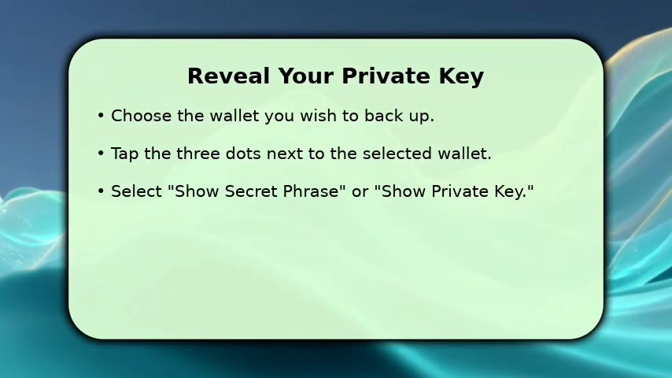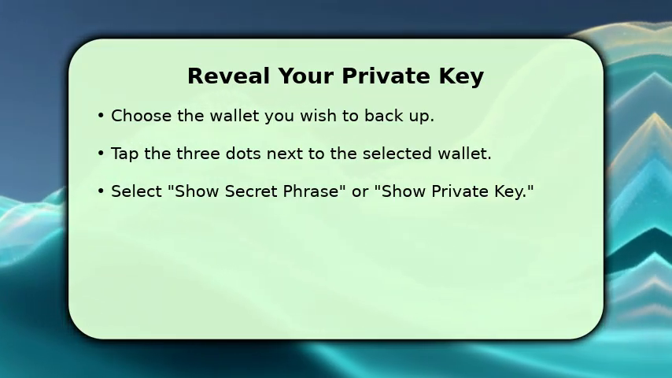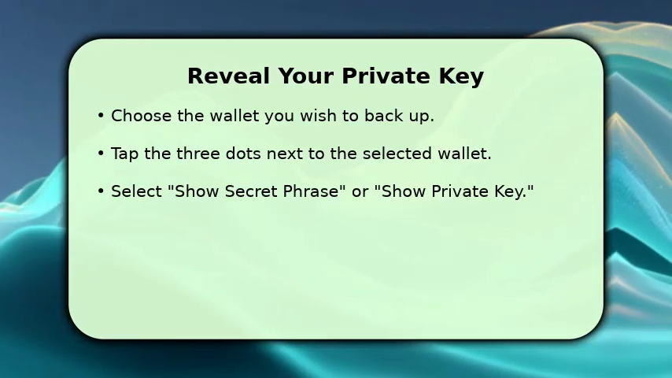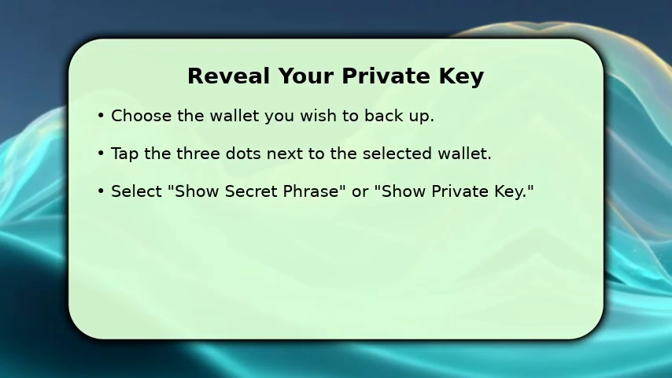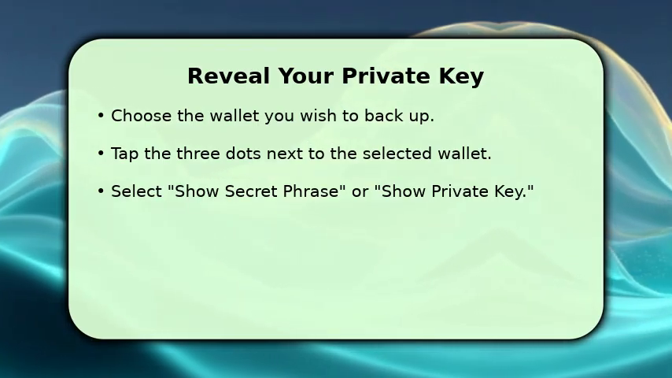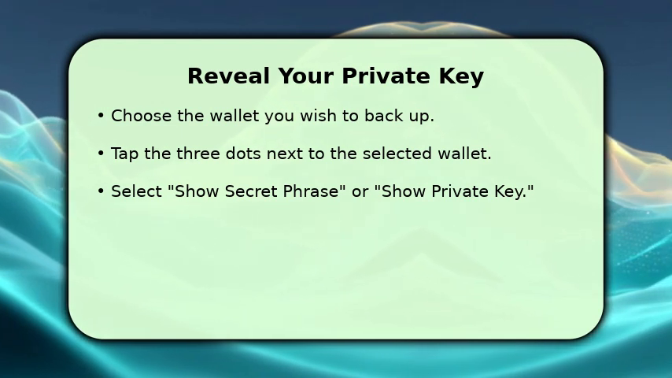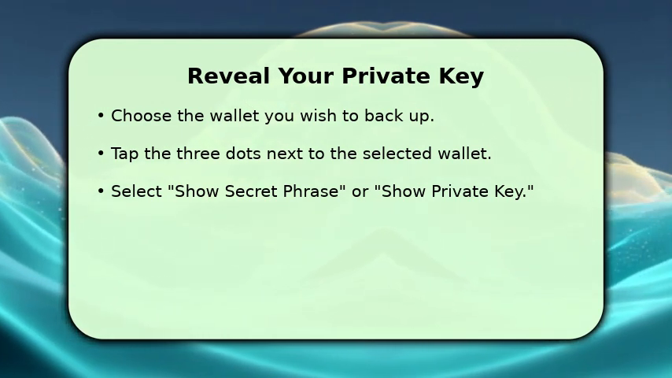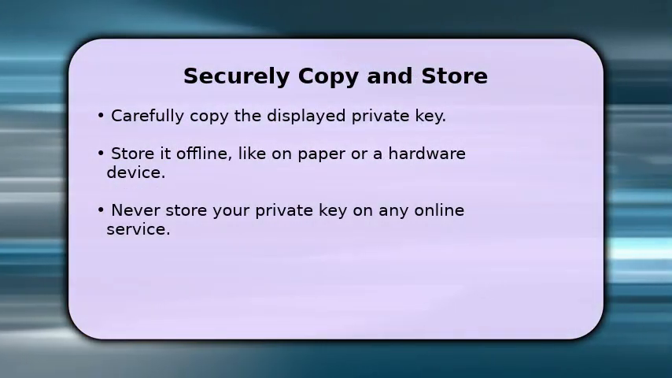On the wallet management screen, identify the specific wallet for which you want to copy the private key. Tap the three dots located next to that wallet's name. A menu will appear. Select either Show Secret Phrase or Show Private Key. You will then be prompted to authenticate using your password or biometric security. After successful authentication, your private key will be displayed.